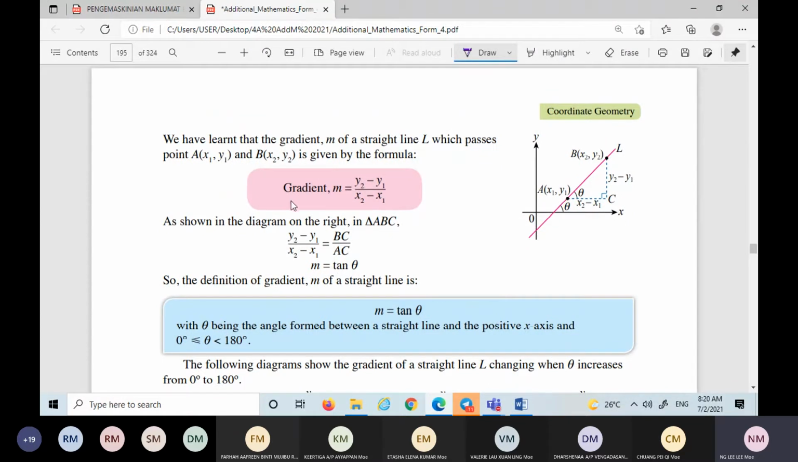This is a formula for gradient. I think this one you have learned before. And then this is another formula for gradient. Gradient is also equal to tangent theta. Theta is here. We will see how they get the gradient also equal to tangent theta.